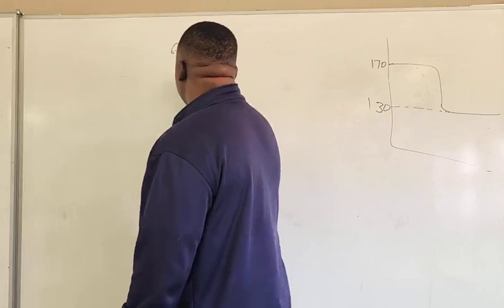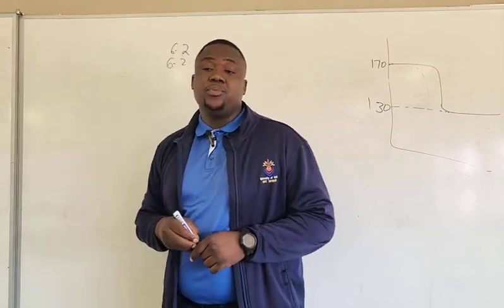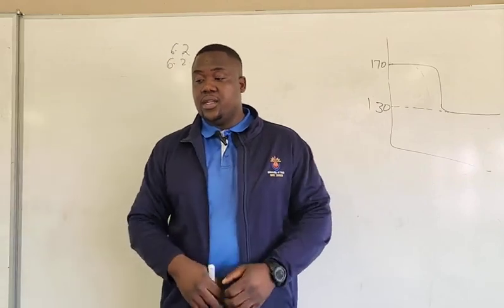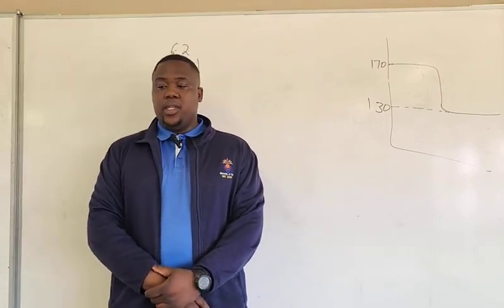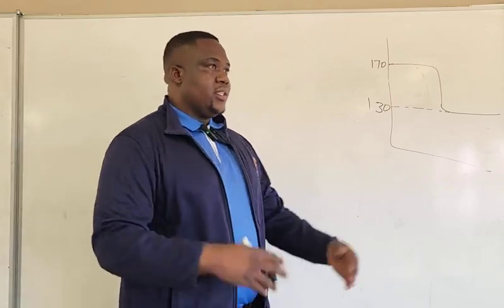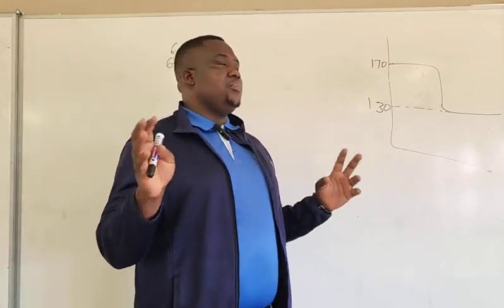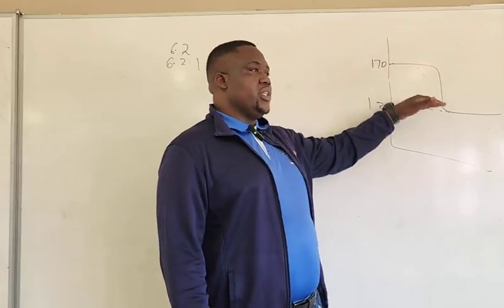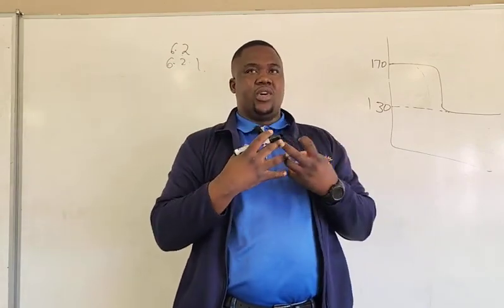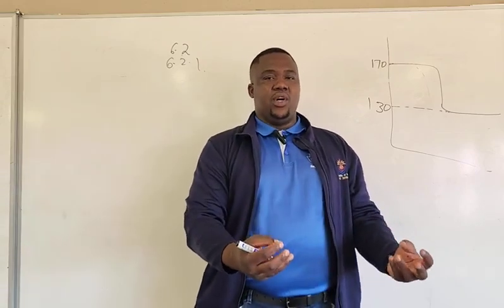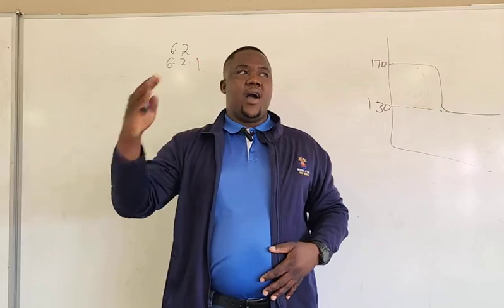Then we come to 6.2.1. It says, write down the frequency of sound detected by the listener as the police car approaches the listener. You can see that there is a relative motion between the two. The police car is approaching the listener. To approach is to move closer, right? Meaning that when the source moves closer to you, the sound that you are going to perceive or hear is going to be high. You understand?